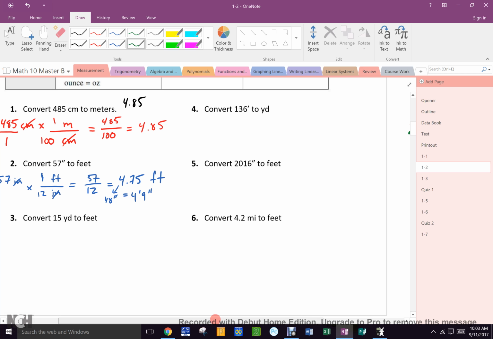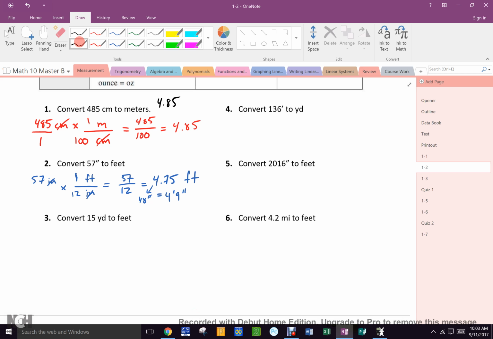Yards to feet. So what do I have? I got 15 yards, and then I'm multiplying by, I want yards to feet, so I want feet. So it's on top, yards is on the bottom, and then I go to my conversion chart. You already know this one in your head. How many feet are in a yard? 3 feet is 1 yard. What happens to the yard? They cancel. So then I get 15 times 3, 45 over 1. So it's 45 feet, because 45 over 1 is 45. Everybody cool? Okay. Let's have a look at this one.